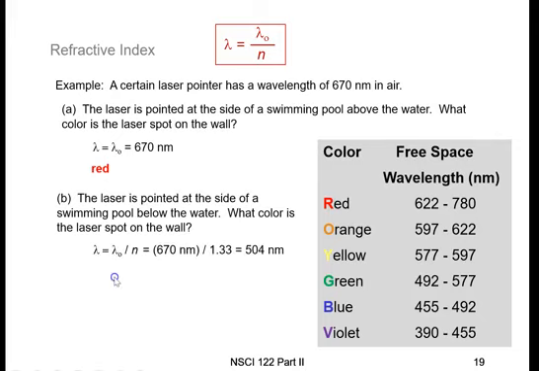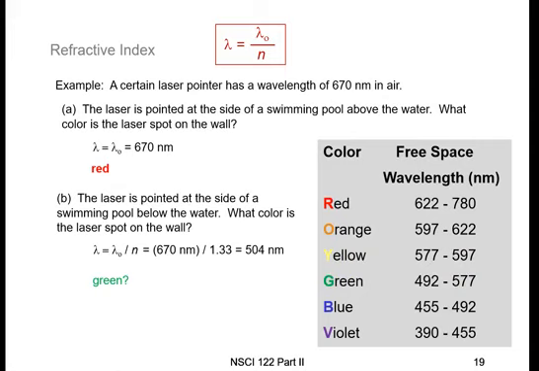Now, if we find what the wavelength is in water, using this relationship we have up here, we would take the free space wavelength, 670 nanometers, and divide by the approximate index of water, 1.33. And we would get 504 nanometers. So the wavelength of that light in the water is around 504 nanometers. Now, if you come over here and ask where 504 nanometers is, that puts you in the green portion of the spectrum, right? So does that mean the laser spot is going to appear green if you're viewing it underwater?